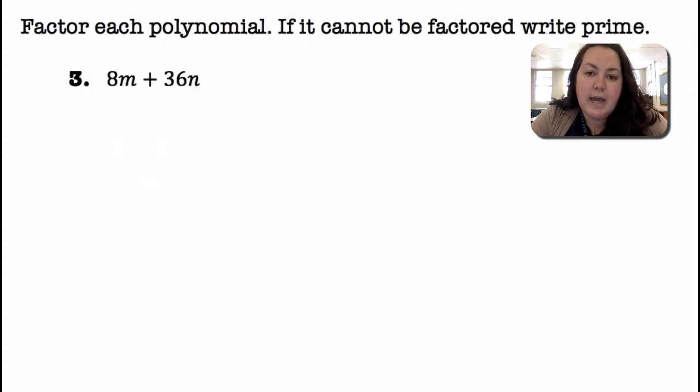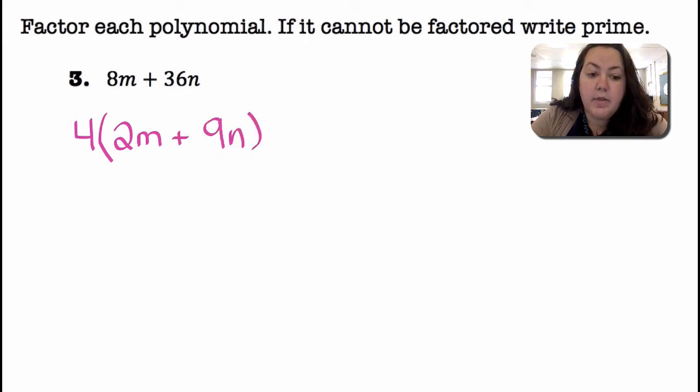8m plus 36n. So they have an m and an n, so they don't have the same variable in both terms, so I can't pull out a letter. And then 8 doesn't go into 36, but 4 goes into 8, and 4 also goes into 36. So I could pull out a 4. And when I divide 8m by 4, that leaves me with a 2m. And when I divide 36n by 4, that leaves me with 9n. So my factors are 4 and 2m plus 9n.